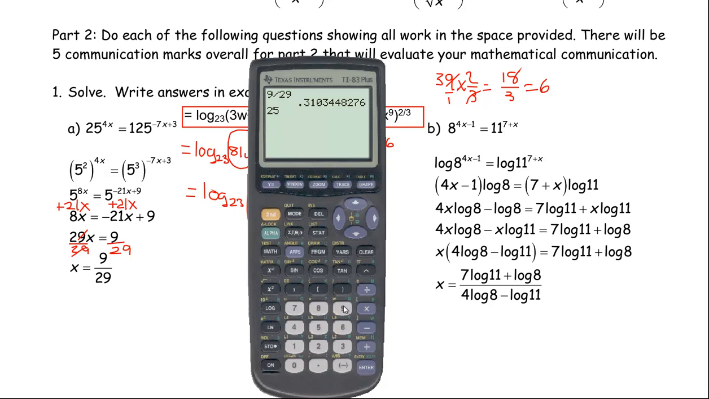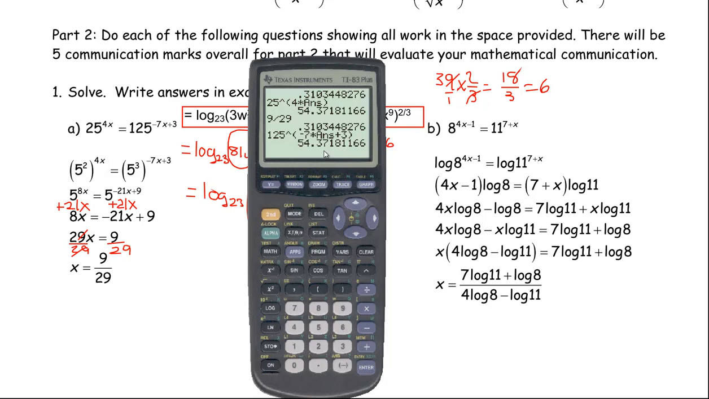If I went 25 to the power of, and I'm putting 4 times that, so 4 times my last answer. Okay, works out to that. So we have to kind of remember that value. I'm going to do the 9 divided by 29 again so that that decimal, that 0.3103 number is stored in my last answer. So on the right here, I could evaluate 125 to the power of, in brackets, negative 7 times my last answer, that 0.3103 number, plus 3.